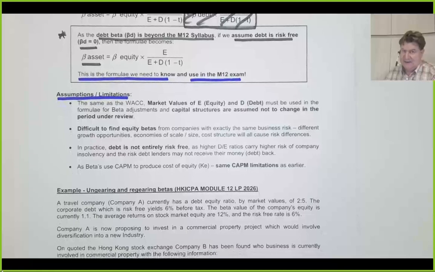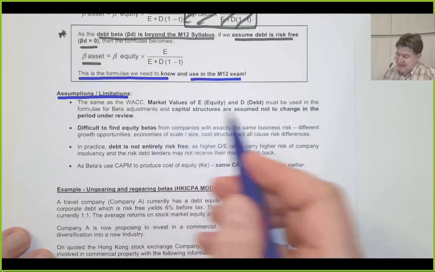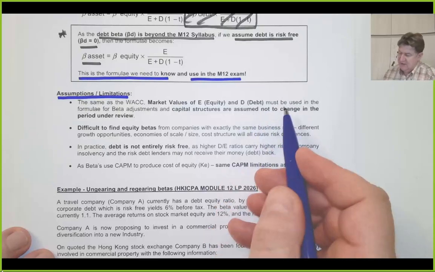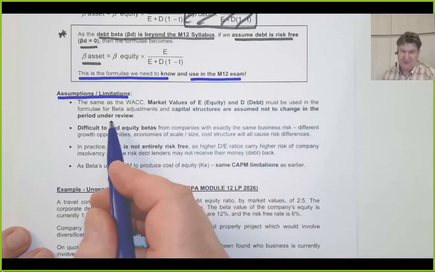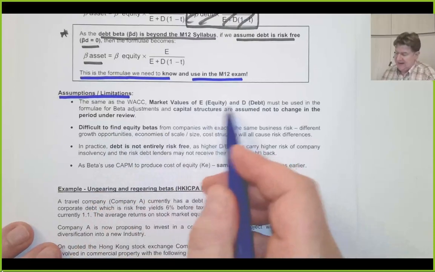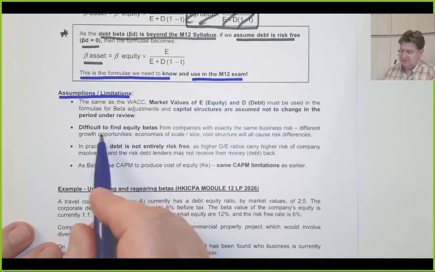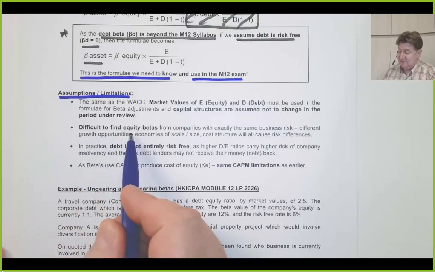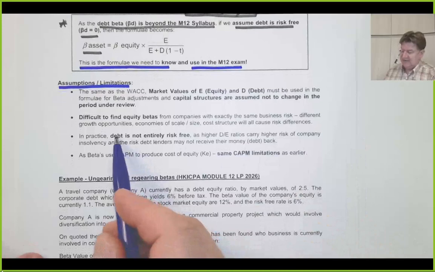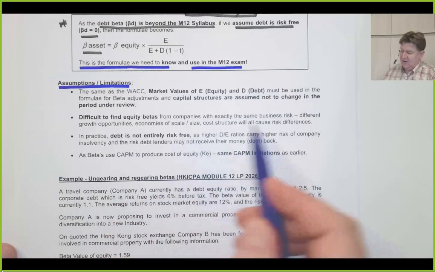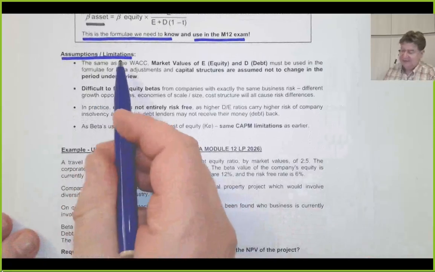So this is going to be the same as with the WACC. You have market values of equity and of debt. We assume those must be used and they don't change in the period under review. So the financial risk doesn't change when we're calculating the adjustments. We need to find an equity beta from a company that's exactly the same business, same growth opportunities, same economies of scale. Otherwise, we'd get some risk differences. That's difficult to do. That's a limitation.